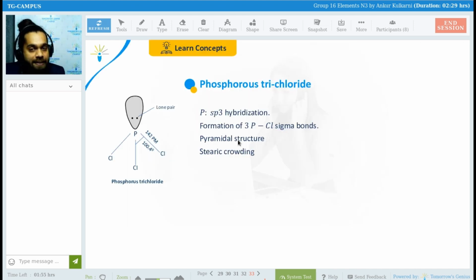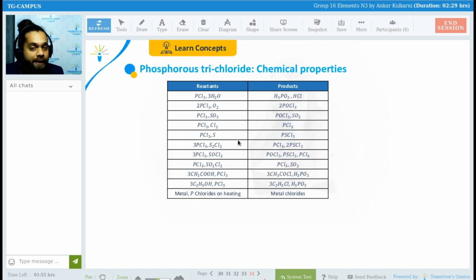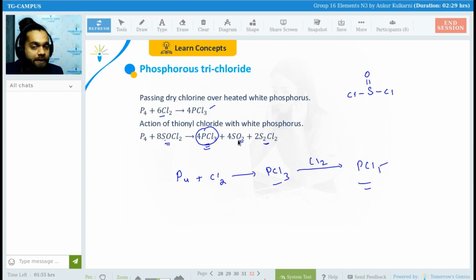And again, if I take it in excess, what will I get? PCl5. Now, just like PH3, tell me, what will be the hybridization of PCl3?